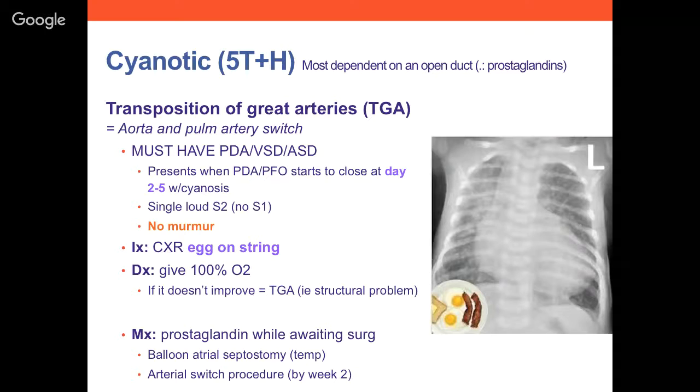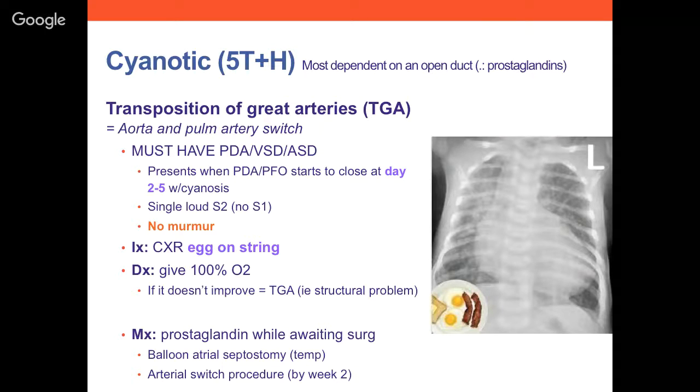They have no murmur. Yeah, no murmur, but a single loud S2. And on chest x-ray, they look like an egg on a string. And I think this actually does look like an egg, but kind of on its side. I don't know what the string is, but can you see that's kind of an egg? Kind of, yeah. Some good Googling found that picture.